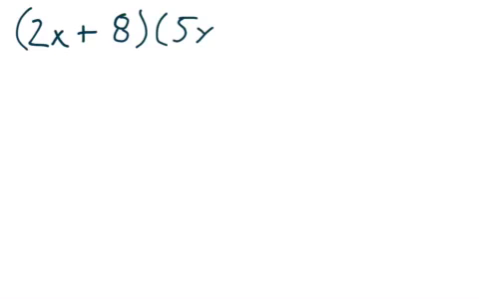Okay, here's part 2 of the distributive property. Let's say I'm given this. Okay, now we did a problem similar to this in the first video. What we're going to do is do 2x times the 5x there, and we're going to get 10x squared.